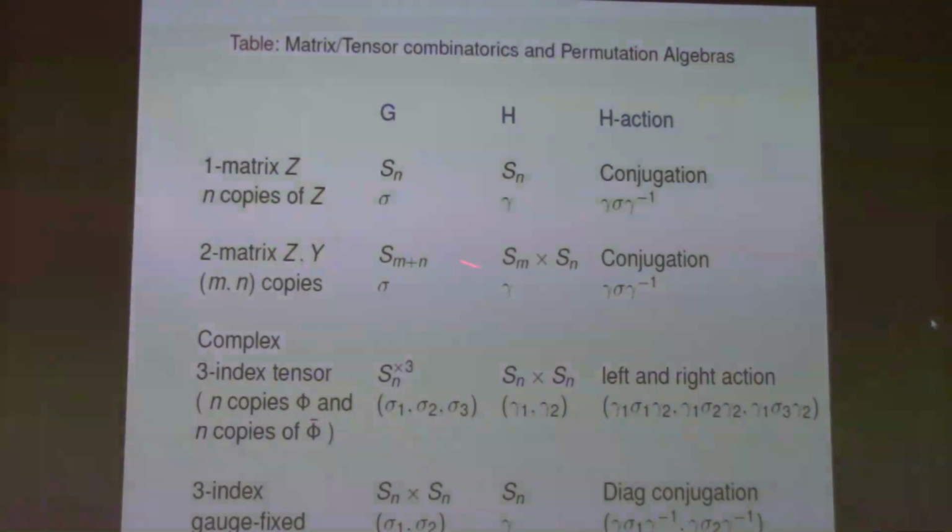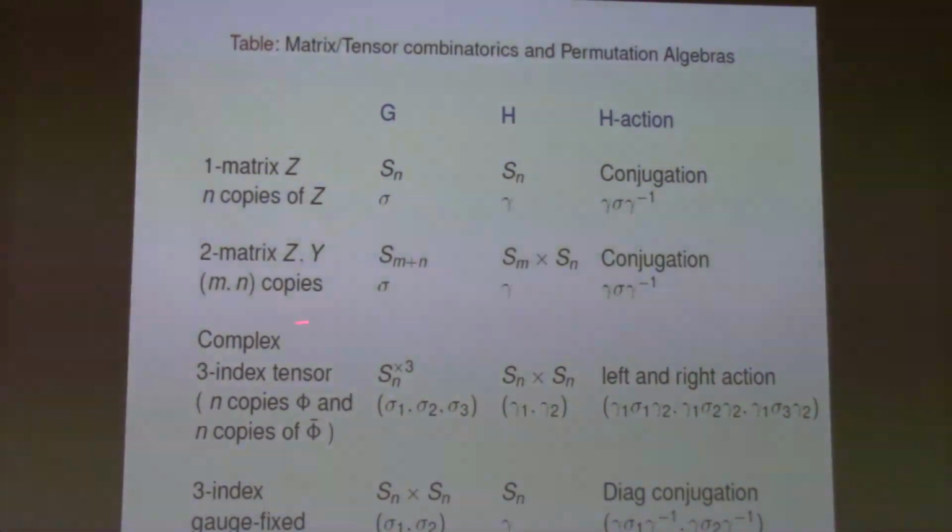What happens in general? Well, let's say another example. If you take a two matrix problem, let's say I have m copies of Z and n copies of Y. All the gauge invariants are built by taking a permutation in S_{m+n}, where I'm thinking about m copies of Z and n copies of Y. And then the gauge invariances, which have to do with the bosonic nature of Z and the bosonic nature of Y, identify a subgroup S_m cross S_n. And then the action of this subgroup on the group is just conjugation.